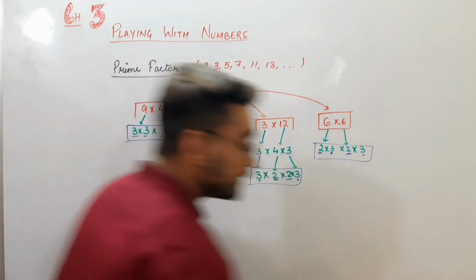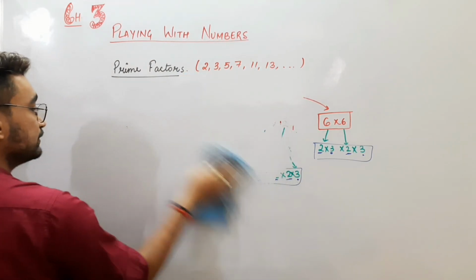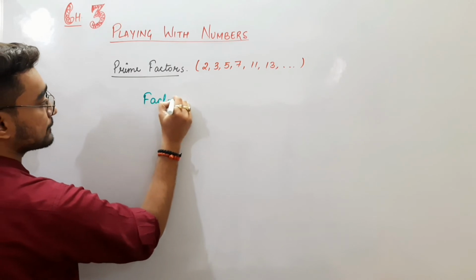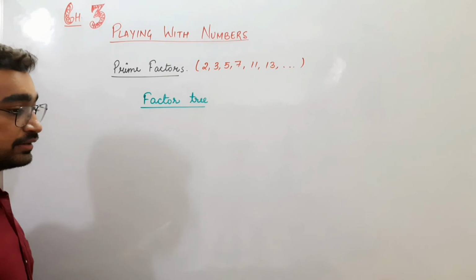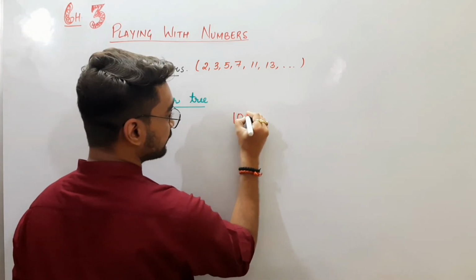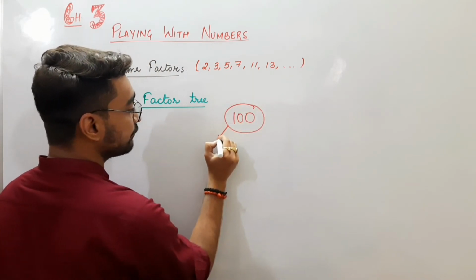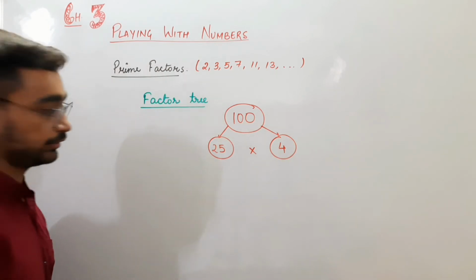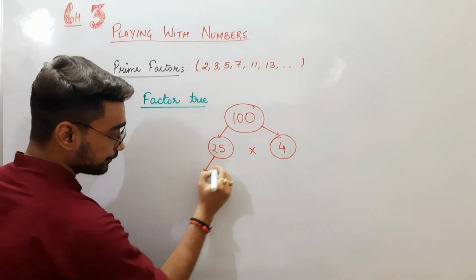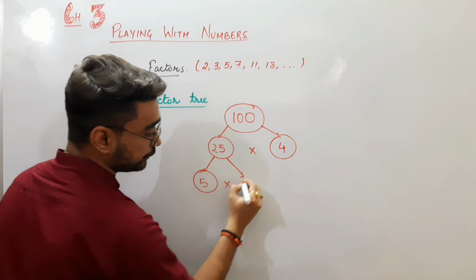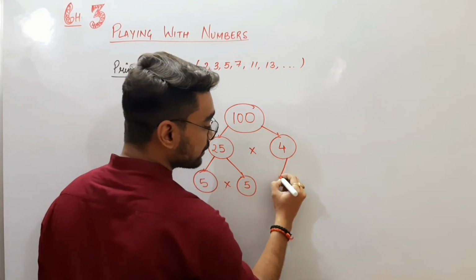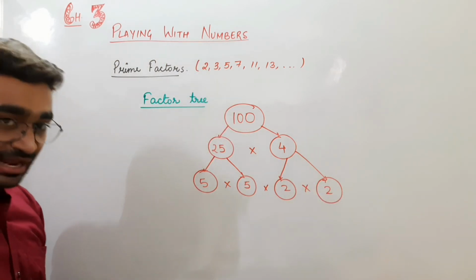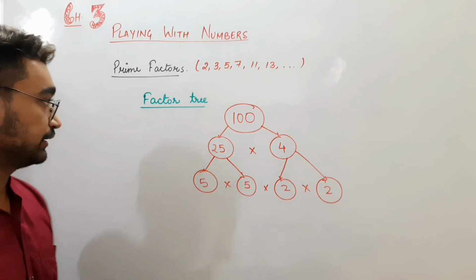Okay. Now the next topic is factor tree. If I am saying what is a factor tree, like, draw the factor tree of 100. This 100 can be further written as 25 into 4. Good. This 25 can be further classified as 5 into 5. This 4 can be further classified as 2 into 2. So writing the prime factors in the form of a tree is actually called the factor tree.